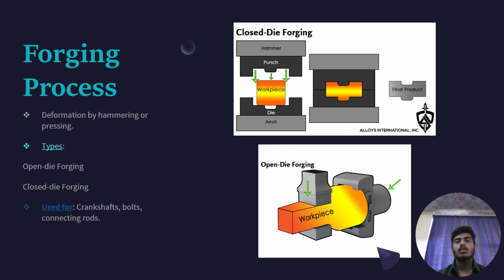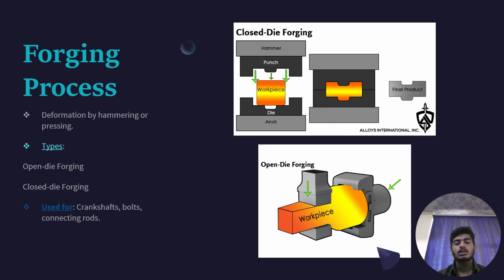Forging is a metal forming process in which the metal is shaped by applying compressive forces, usually by hammering or pressing. This process improves the strength and toughness of the metal because it refines its internal grain structure. There are two main types of forging.